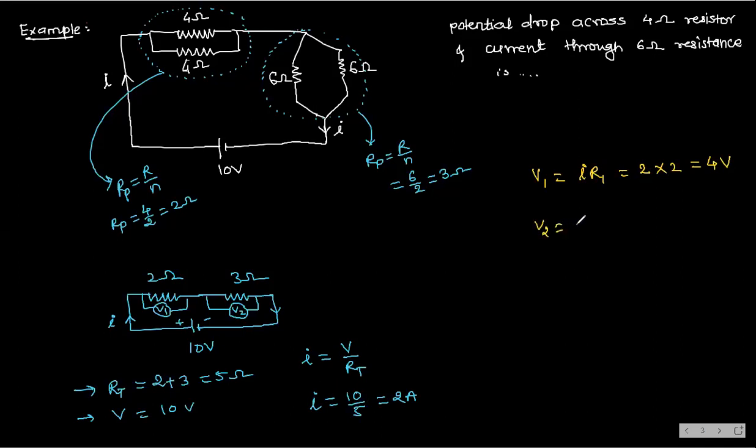And V2 is equal to I into R2. So this is how much? I is 2, so 2 into 3, this is 6 volt. Okay, V1 we got, V2 we got.